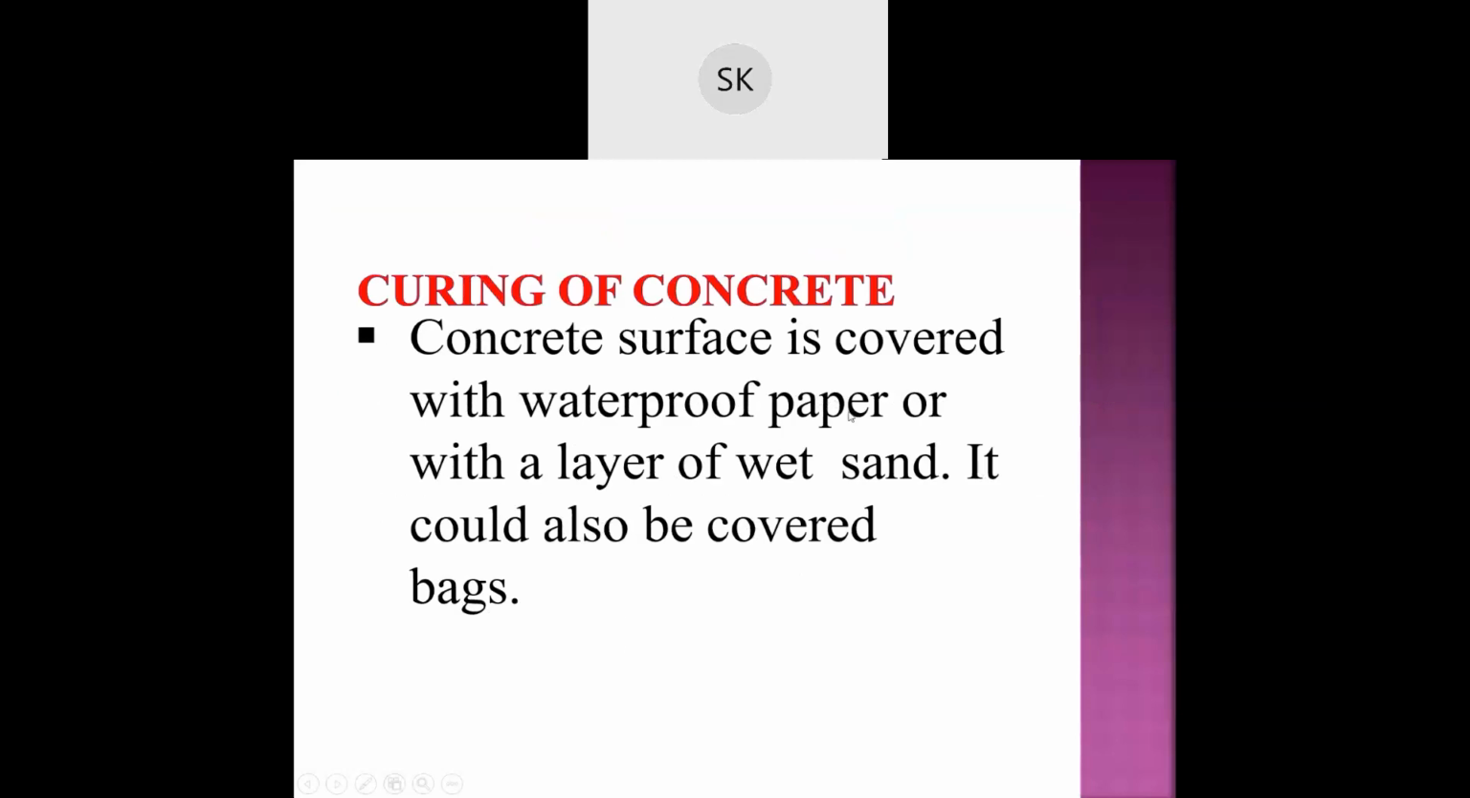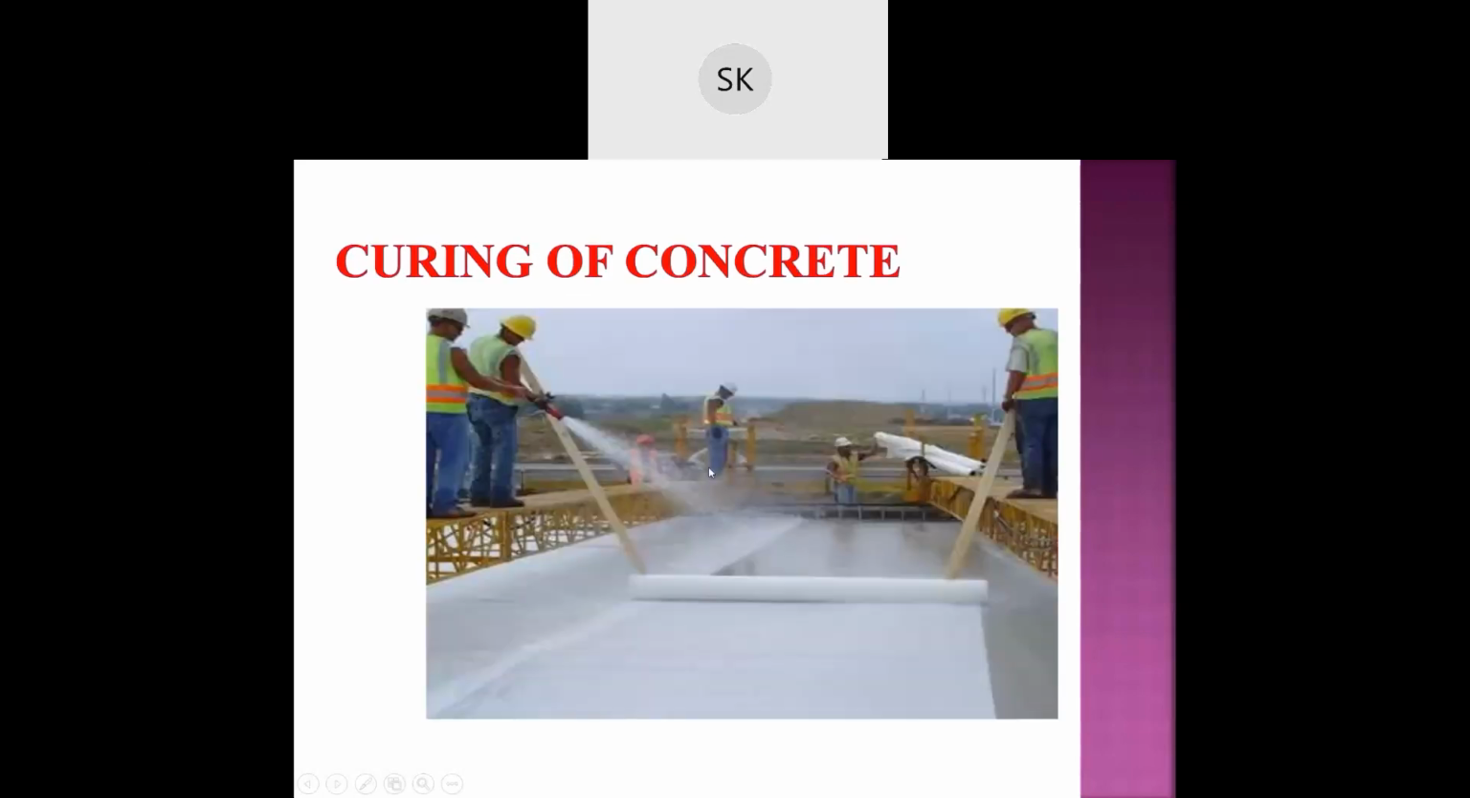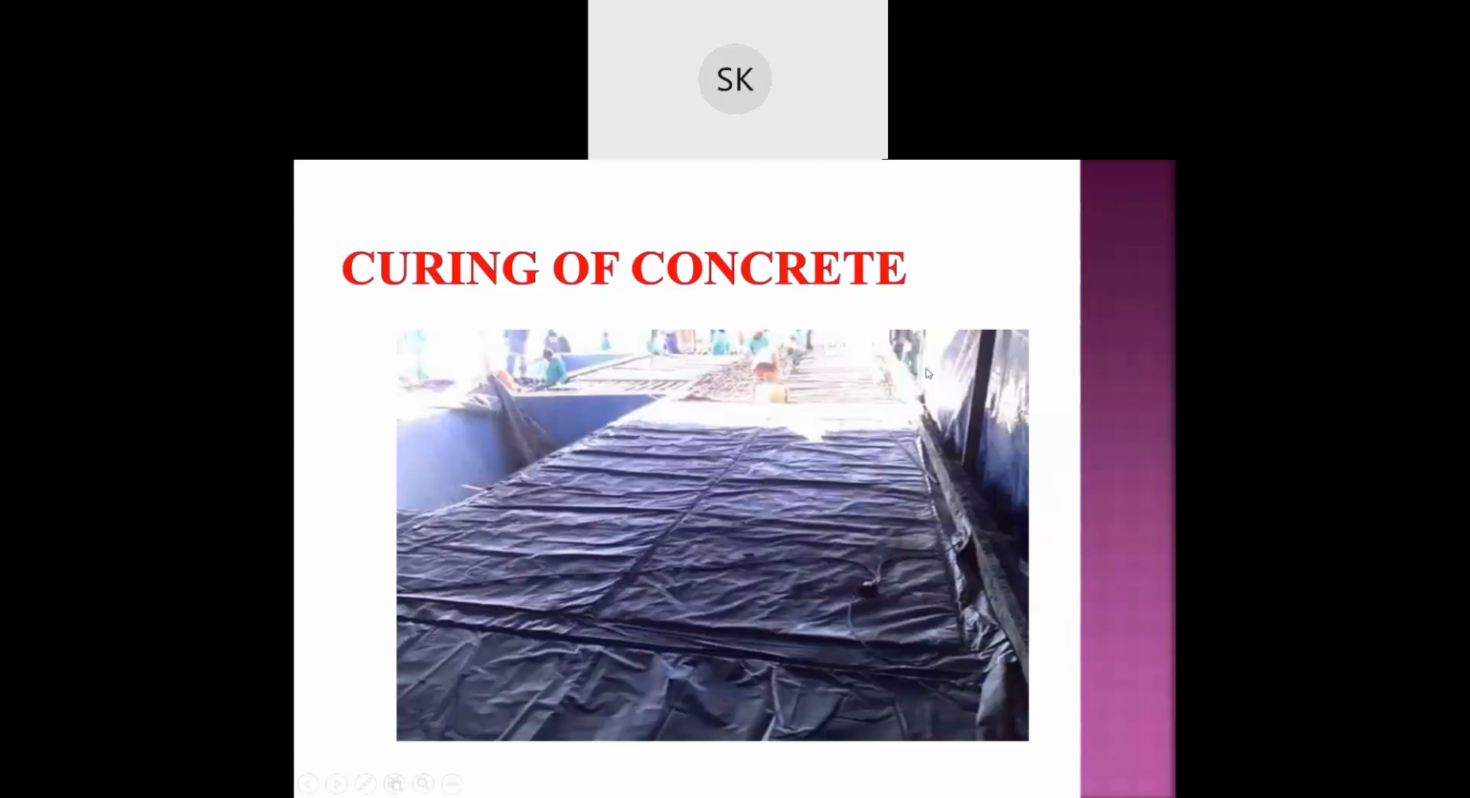The concrete surface can be covered with waterproof paper or with a layer of wet sand. It could also be covered with bags. So this is one process of curing. They are applying water, and these are the papers you can see. They are spreading the water with the help of a pipe and placing the paper, or waterproofing sheets, so they won't allow the water to evaporate. These papers will prevent the evaporation of this water, and this way it will cure. See, they have applied plastics somewhere.